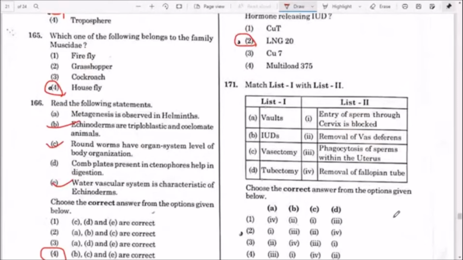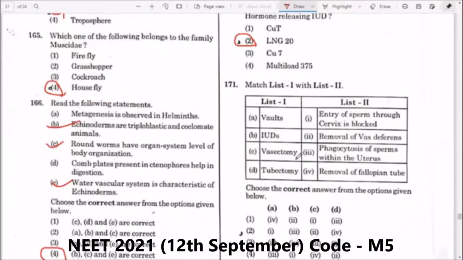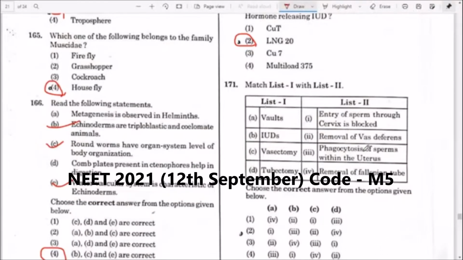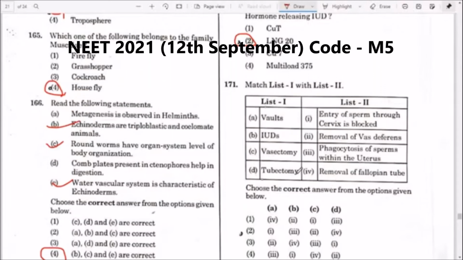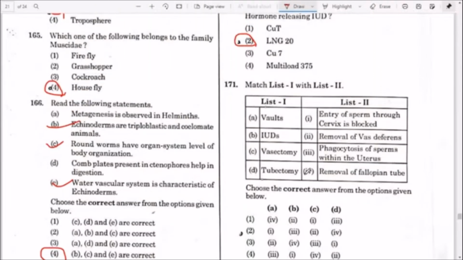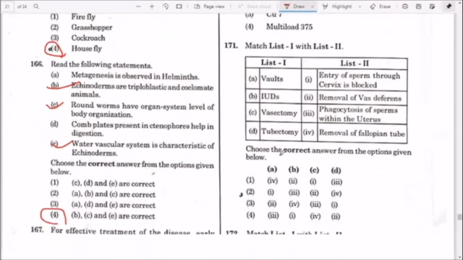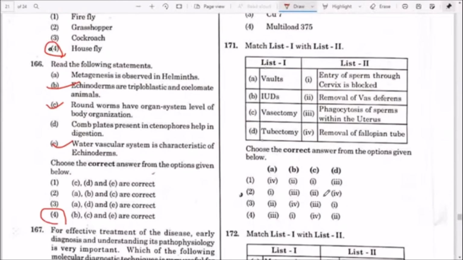Next, match list 1 with list 2. Valves, IUDs, vasectomy and tubectomy. Entry of sperm through cervix is blocked. Vasectomy, removal of vas deferens. Here you can directly write. Phagocytosis of sperms within the uterus, removal of fallopian tubes. Yes, tubectomy here. So D is 4, and C, removal of vas deferens, is 2. Only one option has this, that is 2. Option number 171 is 2.